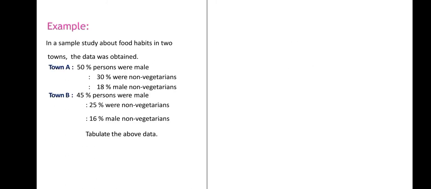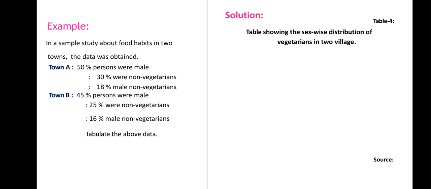Next let us consider another example. In a sample study about food habits in 2 towns, the data was obtained. Town A and town B are given. Under town A, 50% persons were male, 30% were non-vegetarians, 18% male non-vegetarians. Under town B, 45% persons were male, 25% were non-vegetarians, 16% male non-vegetarians. Tabulate the data. First we have to write down the table number. Next we will write down the title.